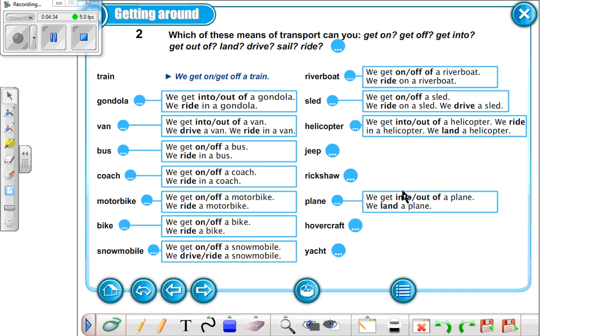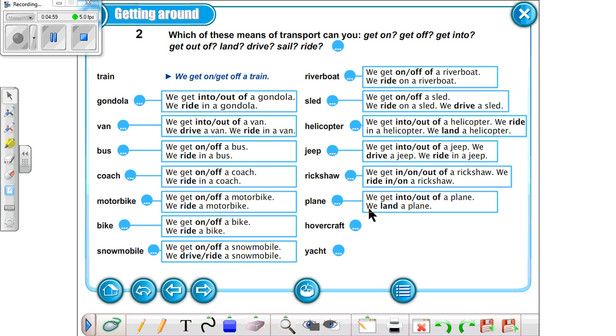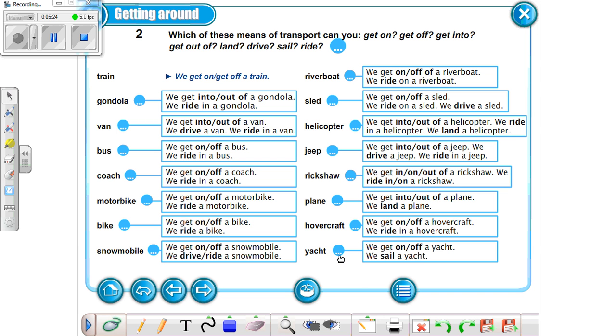Let's go to a jeep. We get into or out of a jeep, we drive a jeep, and we ride in a jeep. Rickshaw, we get in or on or out of a rickshaw. We ride in or on a rickshaw, because it's open from all the places. Hovercraft. We get on or off a hovercraft. We ride in a hovercraft. Yacht, we get on or off a yacht and we sail a yacht. Okay, it's like a riverboat, but we sail a yacht.